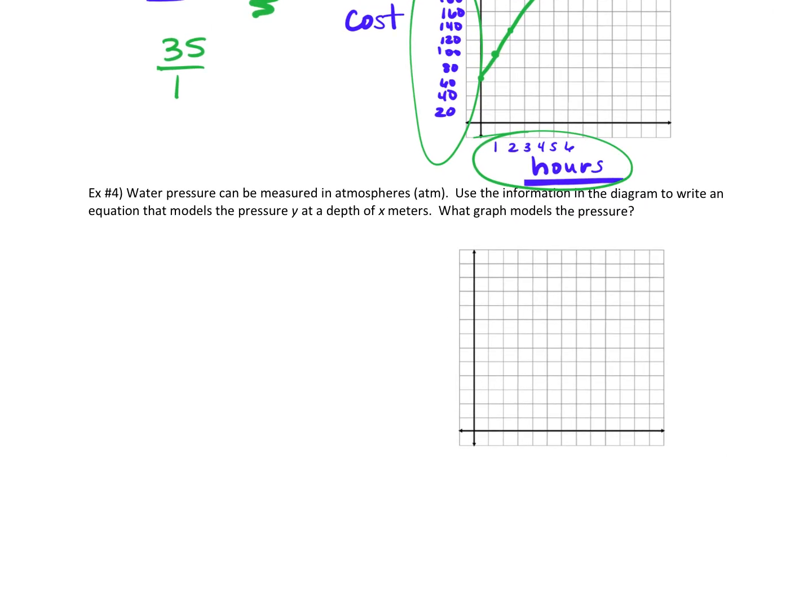Water pressure can be measured. Oh, I forgot to add this in. Shoot. You know what? We're not going to do it. We could be done. It was just another problem.